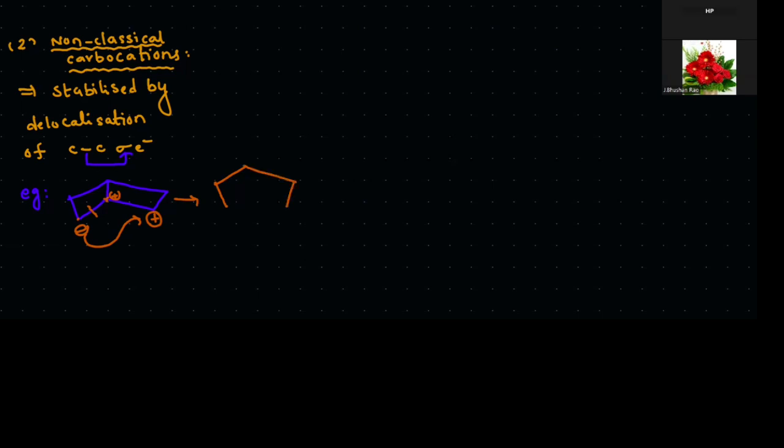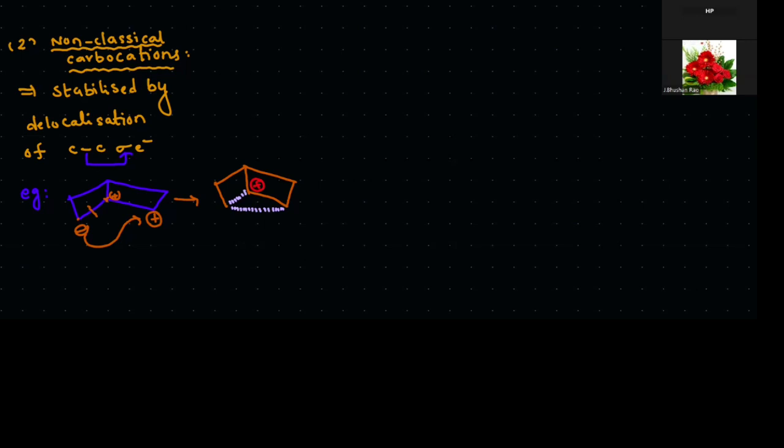Up to here, there is no change. Next. Now, here this bond is broken, and here another one. Here making, here breaking, here making. Both take place simultaneously. So at that time we can write the positive charge developed on this carbon atom. So this kind of carbocation is stabilized by the delocalization of a carbon-carbon sigma electron. So this one is called non-classical carbocation.